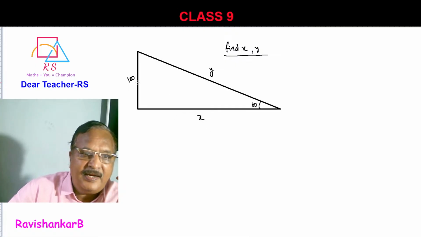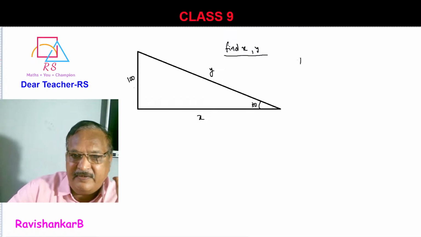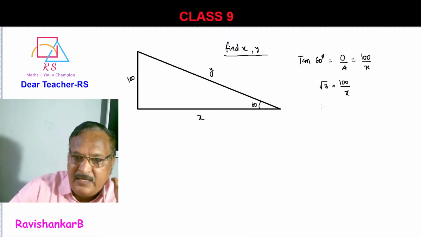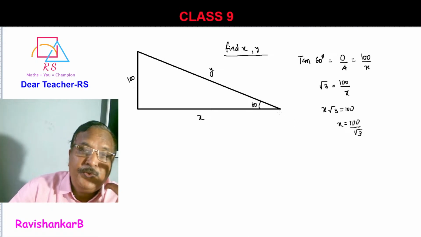Now x and 100: this is the opposite side and this is the adjacent side. The relation between opposite and adjacent is tan. If you write tan 60 degrees, opposite by adjacent, that means 100 by x. So tan 60 is equal to 100 by x. Therefore x root 3 is equal to 100, and x is equal to 100 upon root 3. This is how you have to find it.